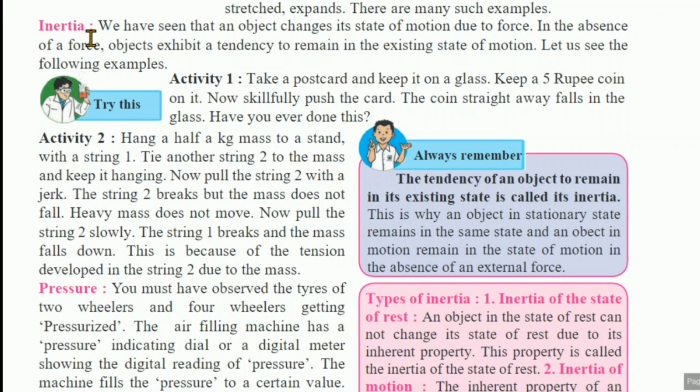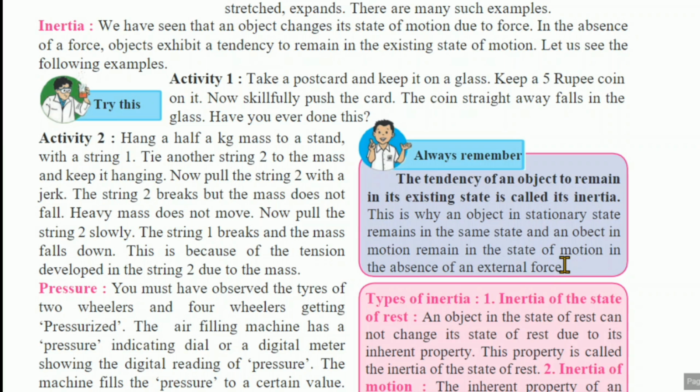First of all, we will understand the definition of inertia: the tendency of an object to remain in its existing state is called inertia. Any object has a particular state and remains in its existing state. That concept is nothing but inertia. Due to inertia, an object in a stationary state remains in the same state, and an object in motion remains in the state of motion in the absence of an external force. So both situations are there in inertia.